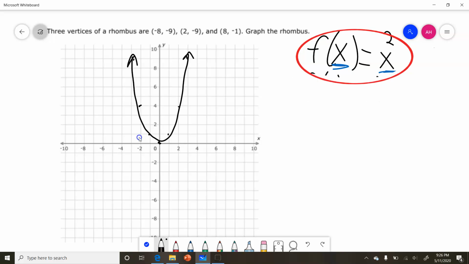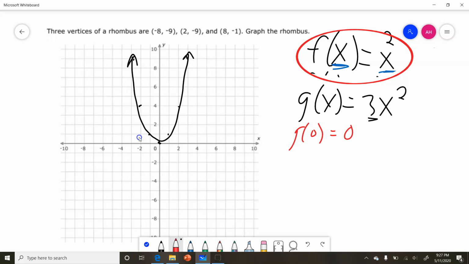Now, let's say that we change it a little bit, and this time they do g of x equals 3x squared. So now we're going to put something in front of the x squared. When I plug something in, I'm going to do this in red. So I have g of 0. Well, 0 squared times 3 is still 0. So same starting point. But if I do 1, look at this, 3 times 1 squared. 1 squared is 1 times 3 is 3. So now I'm at 1, 3. And when I do g of negative 1, I'm also going to get negative 1 squared, so I'm at 3 again.